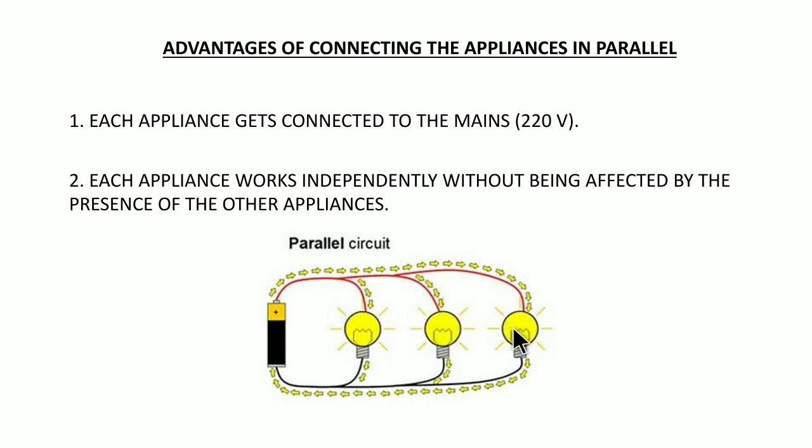If any of the bulbs gets broken up or gets damaged, then the remaining two or the remaining appliances will work smoothly, and this is the greatest advantage of the appliances which are connected in parallel. So each appliance works independently without being affected by the presence of other appliances. So these are the main advantages of the appliances which are connected in parallel.